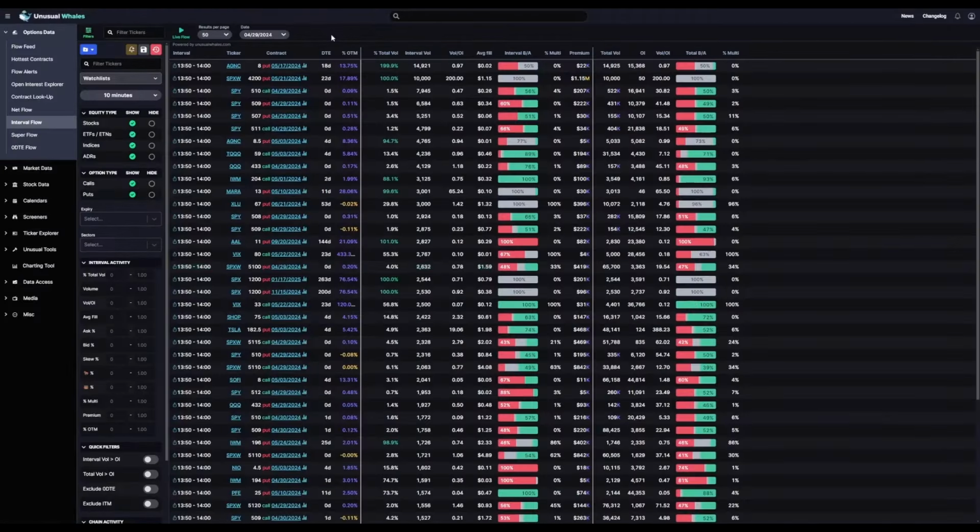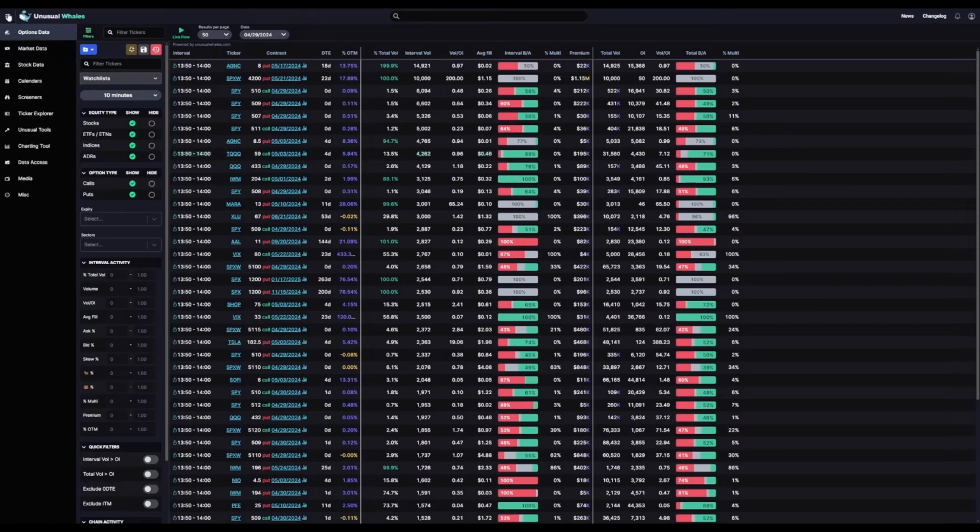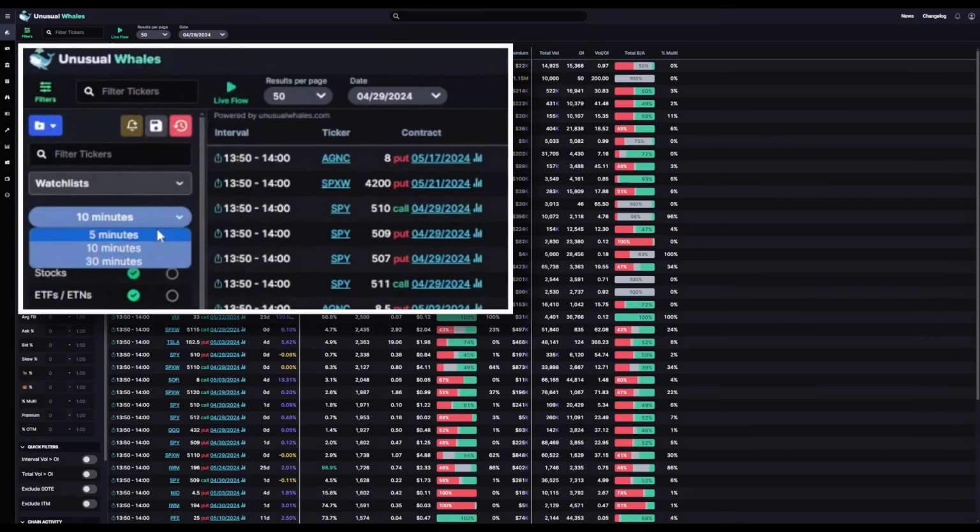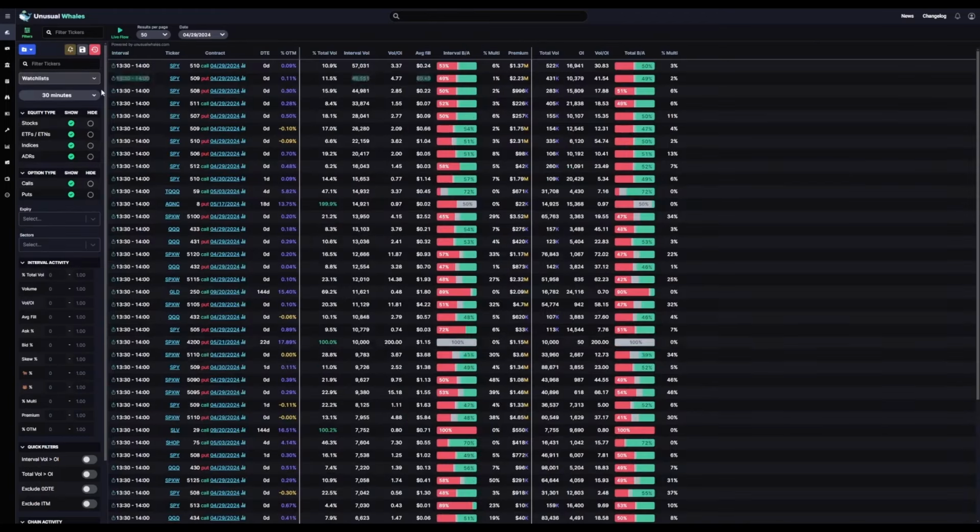Now, the interval flow is just another iteration of the flow feed, only transactions are aggregated into a set time interval. You can adjust that time interval between 5, 10, and 30 minutes. This means that any contracts that appear in this interval flow feed are those who have enough transactions within the selected time interval to meet the criteria that we set in these filters.